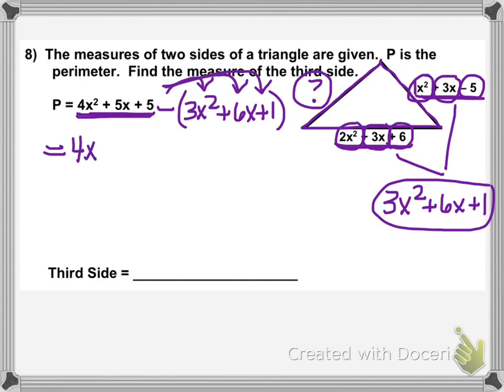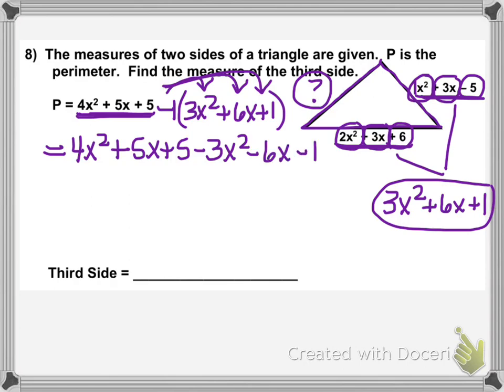So first of all, my perimeter is 4x squared plus 5x plus 5. So I've got this negative 1. I've got to distribute. Negative 1 times 3x squared is negative 3x squared. Negative 1 times 6x is negative 6x. And negative 1 times 1 is negative 1.